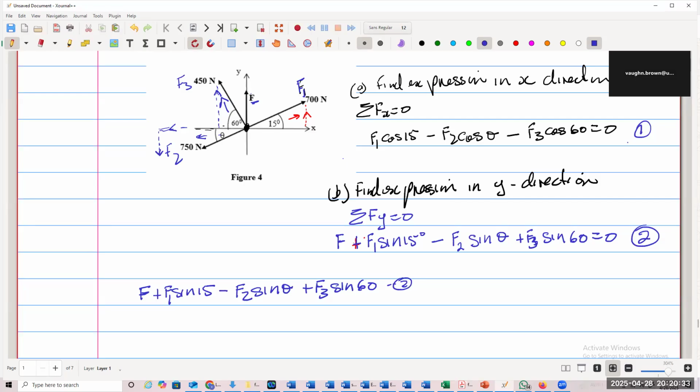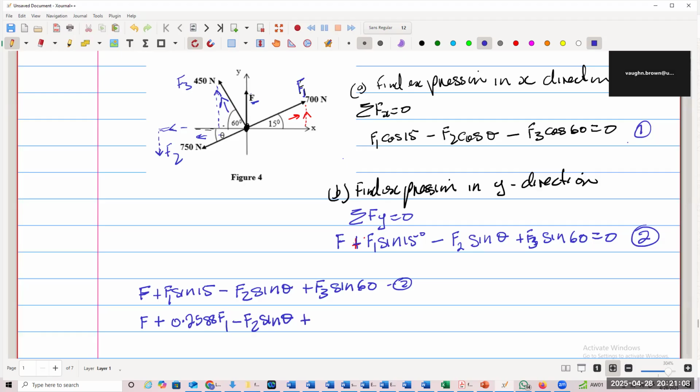So this now is going to be F plus. The first thing you need to do is simplify. What is sine 15? Let's simplify them, because when you simplify them, it's going to look a little bit easier to work with. So it's 0.2588 F1. All right, agree with that one? Minus this one is just going to be F2 sine theta. Can't do anything to that one.